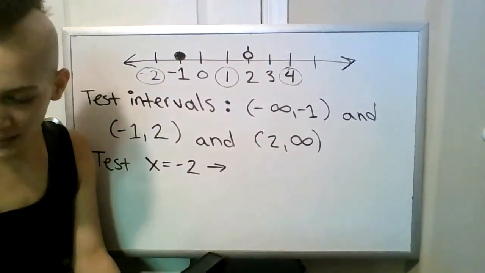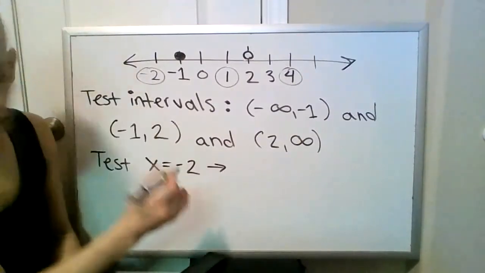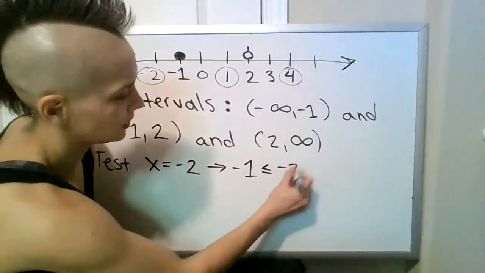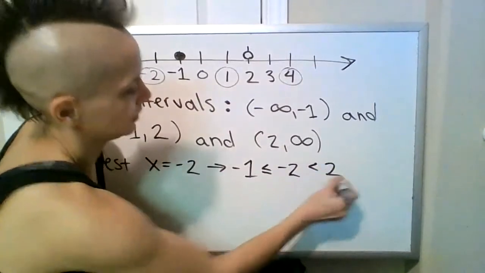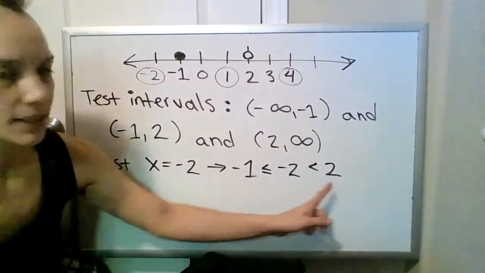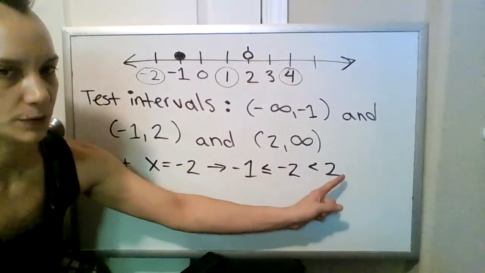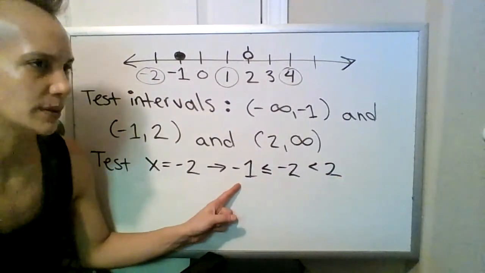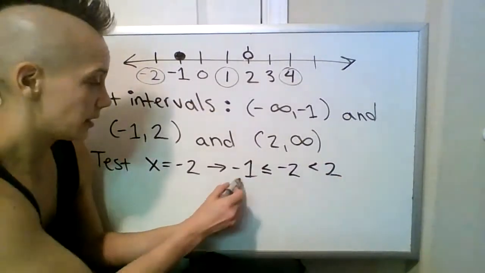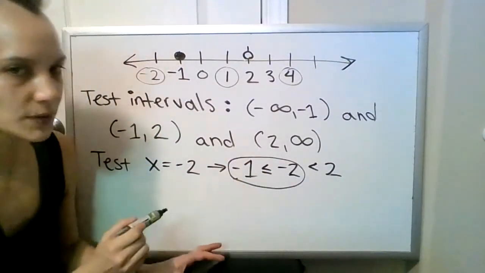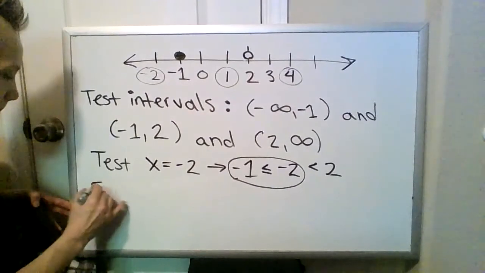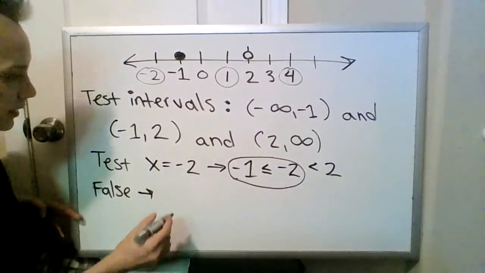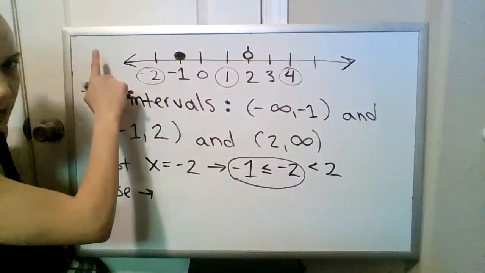Set instructions say to have -1 and then put in your test point less than or equal to -2 and less than 2. So for this to be true, the whole statement needs to be true. -2 is less than 2, but -1 less than or equal to -2 is false. This part here gives us a false statement. So we're not going to shade that interval.